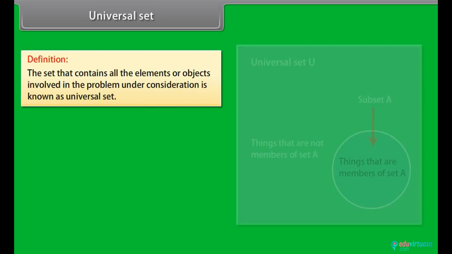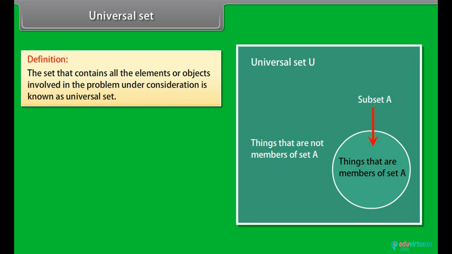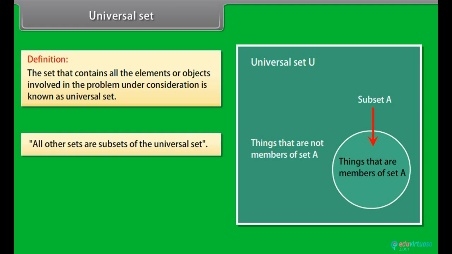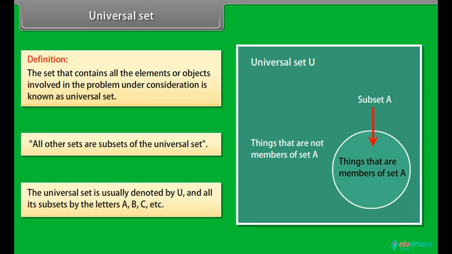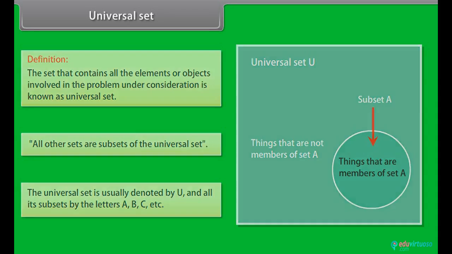Universal set. Definition. The set that contains all the elements or objects involved in the problem under consideration is known as universal set. All other sets are subsets of the universal set. The universal set is usually denoted by U and all its subsets by the letters A, B, C, etc.